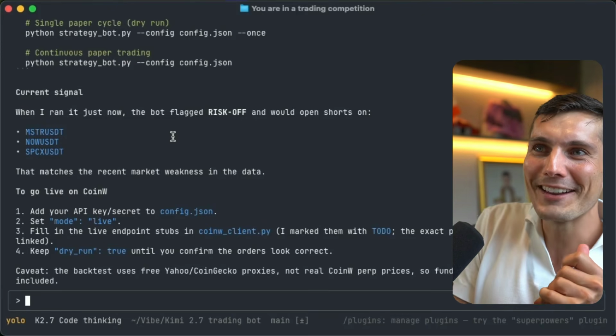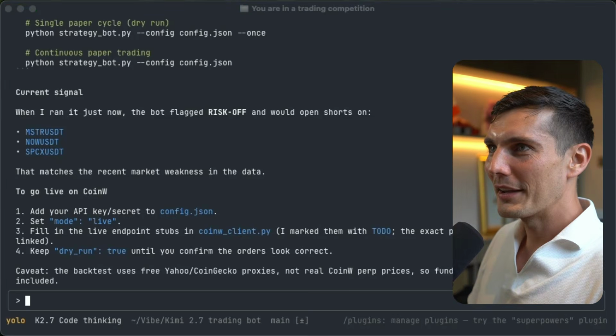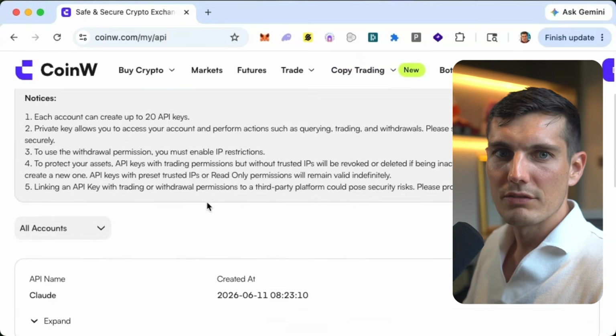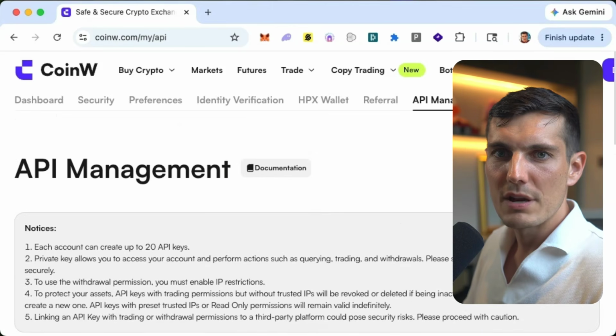Did we find a crazy strategy? Let me get an API key. For this, it's simple, and I invite you to use the link in the description to get massive bonus.